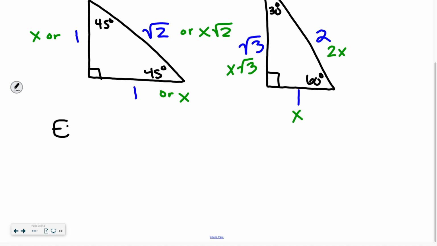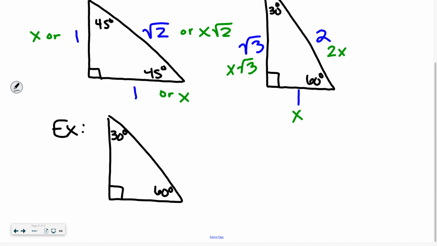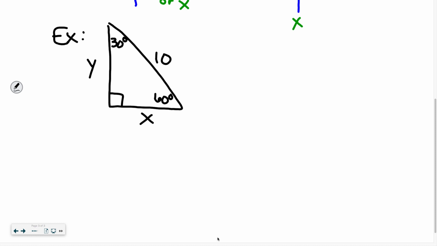Okay, so just really quickly, some examples. Suppose I do a 30, 60, 90, and they can be oriented all sorts of ways. I do a 30, 60, 90, and I label the hypotenuse as 10. Let me call x and y the other sides. Can you find the other sides?